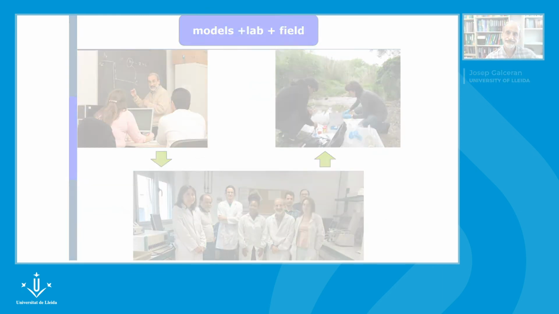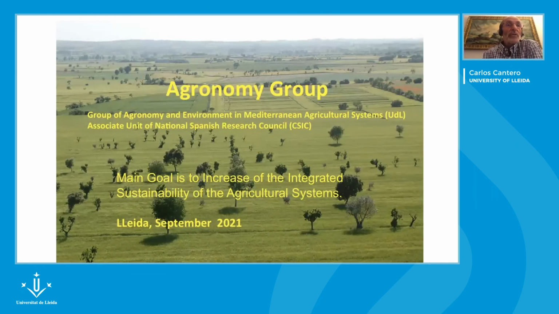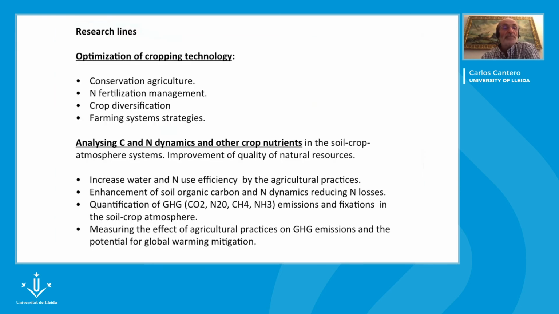The group of Agronomy and Environment in Mediterranean Agricultural Systems is composed of several staff located in the University of Lleida. The main objective is the development of appropriate agricultural management practices for improving crop productivity and enhancing the adequate use of the natural resources such as soil and water.